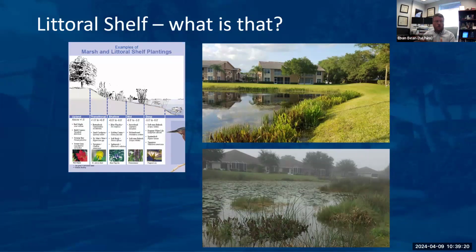When HOAs particularly have erosion issues, and they look at the cost of repairing that with a silt tube or some type of retaining wall, it's oftentimes on the order of $100 a foot. So it can get very expensive to repair this, and a little bit of investment early on will go a long way in the long run.